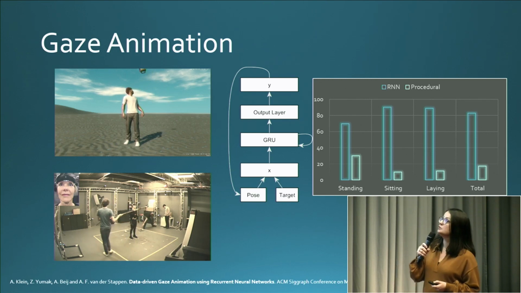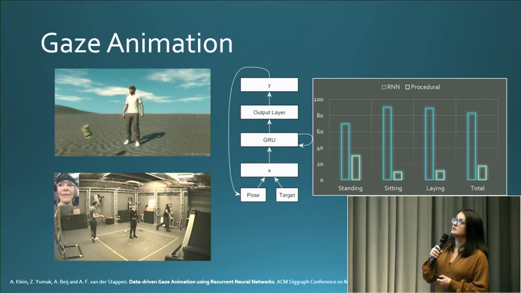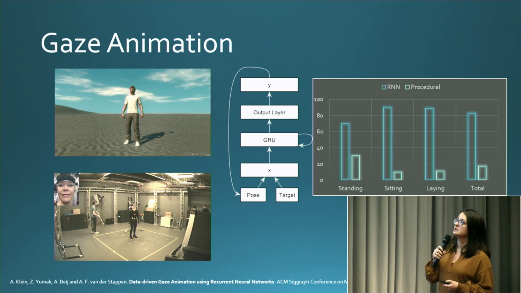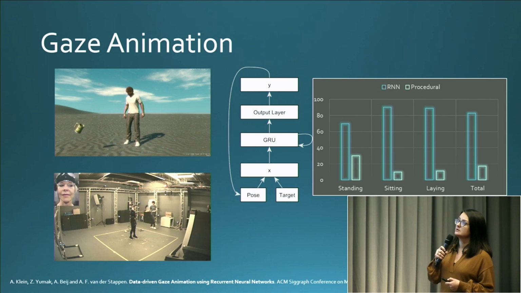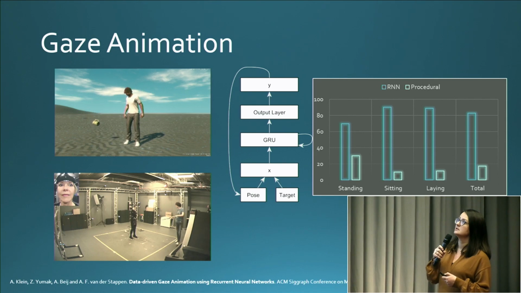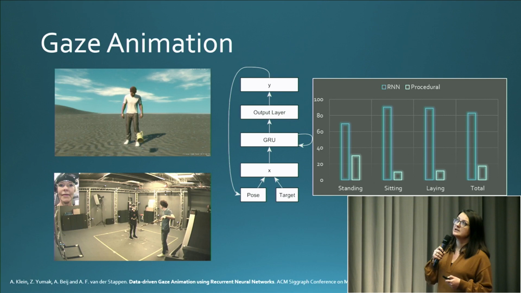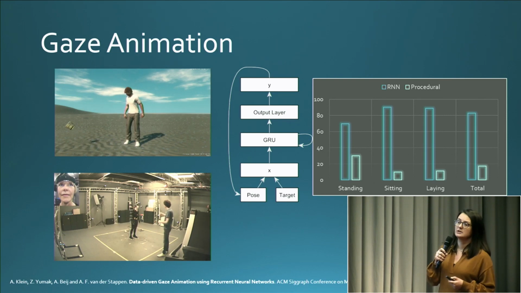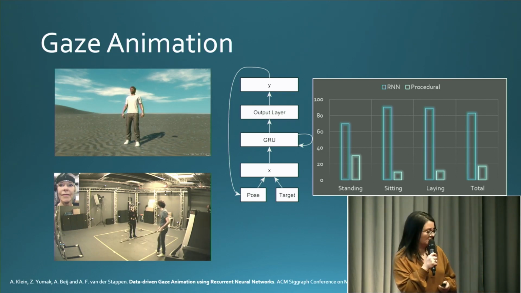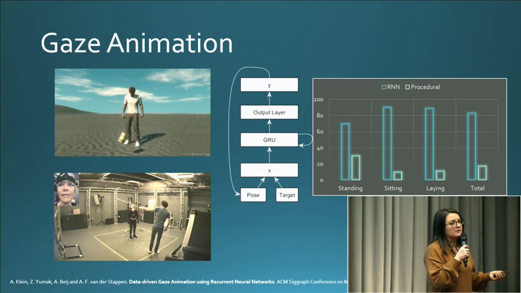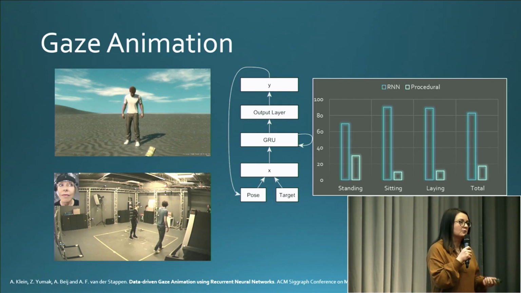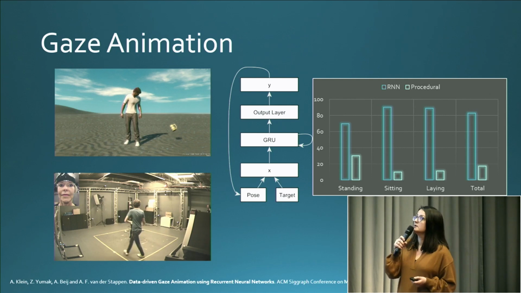And we were using a sequential model, a gated recurrent unit. The pose and the target object location are given to the network, and the network is trained, and in the output layer it generates the rotation values of all the upper body joints. There were 20 plus joints. We also did it for low level of detail and high level of detail characters in games.